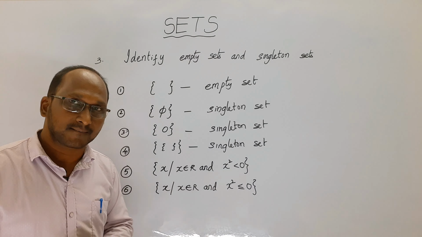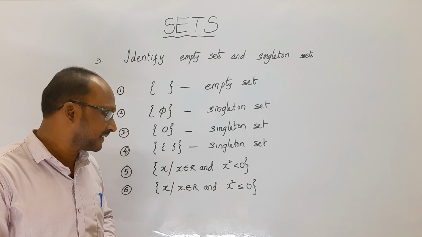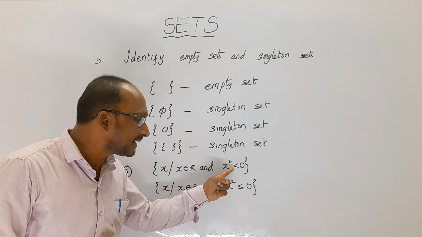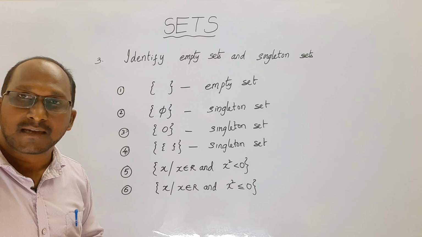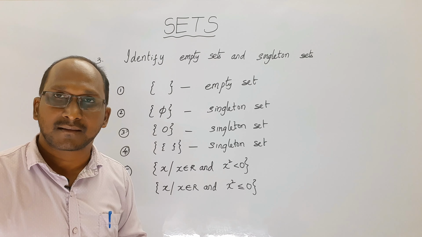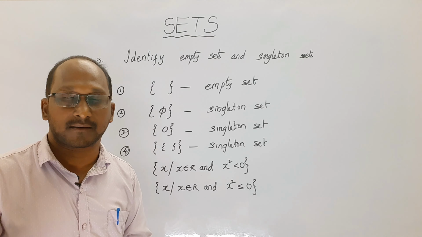Come to the fifth one. Here this is the set of all the real numbers whose square is less than 0. Tell me students, if you square a real number, can you get any negative number? Never.